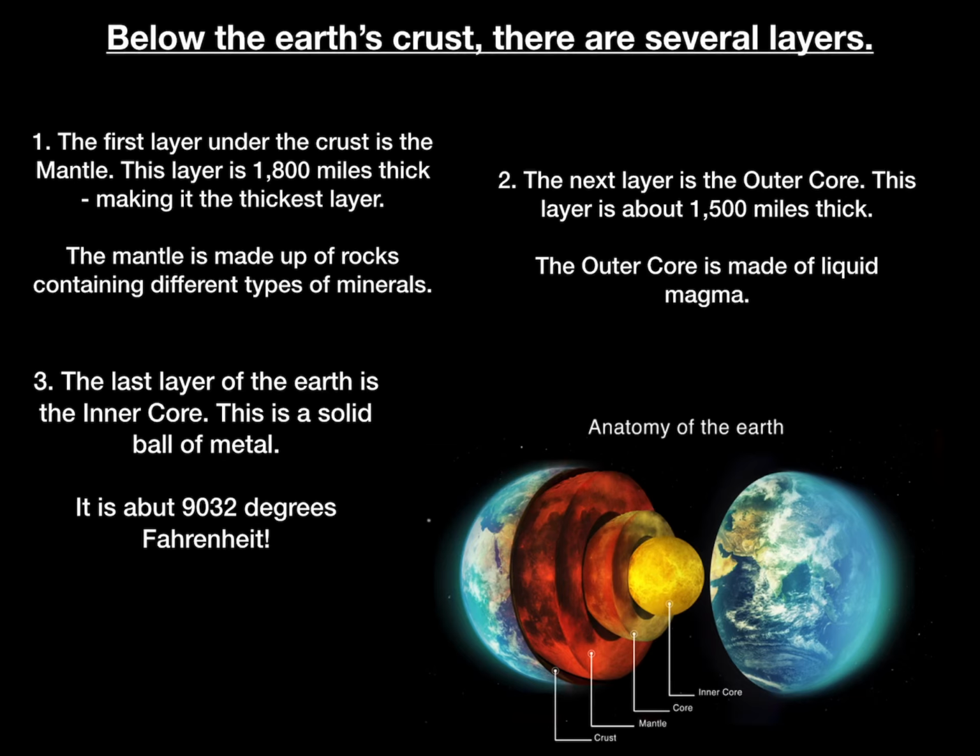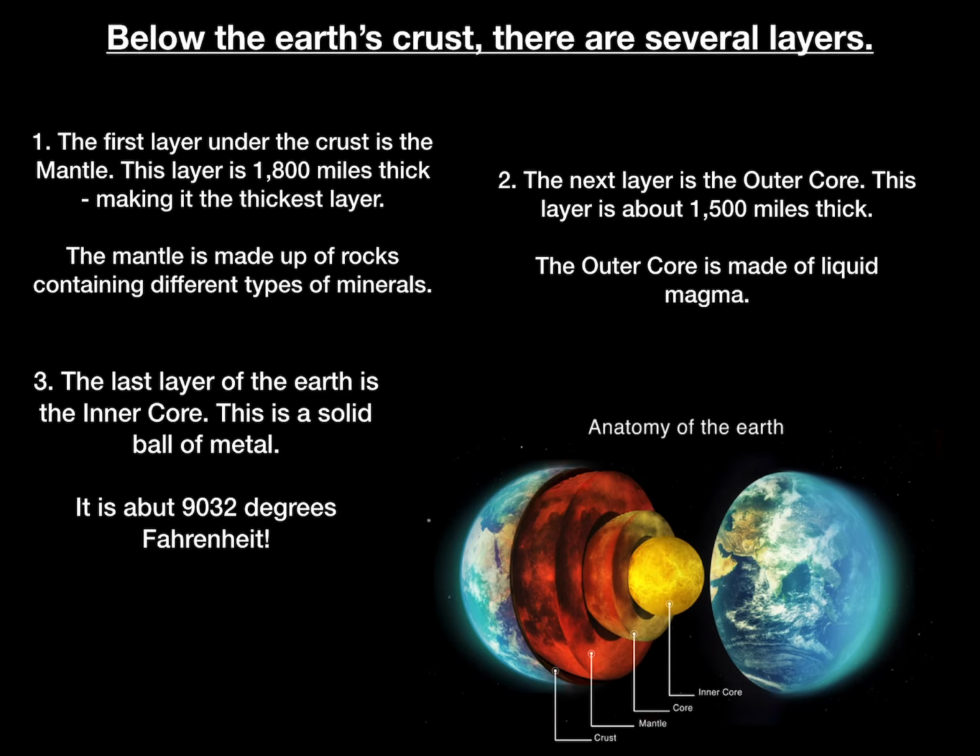And inside the outer core is where we have liquid magma, which you may be more familiar with as lava. Similar concept. That red area is where we have the liquid magma. And then the last layer of the Earth is the inner core. And this is a solid ball of metal. It is about 9,000 degrees Fahrenheit.